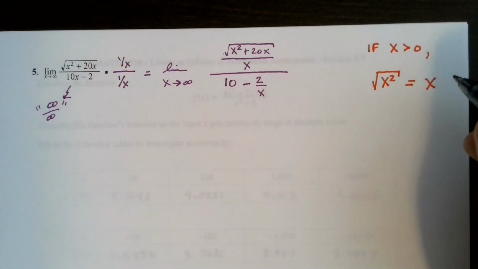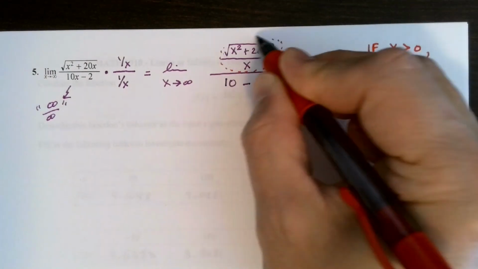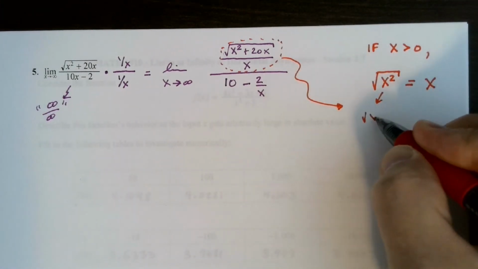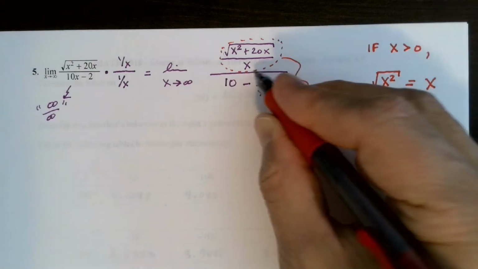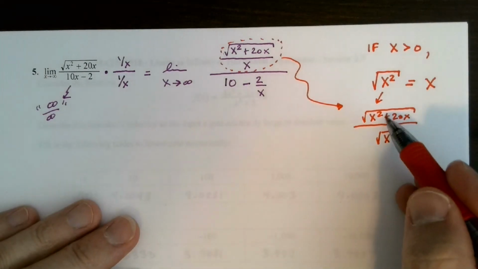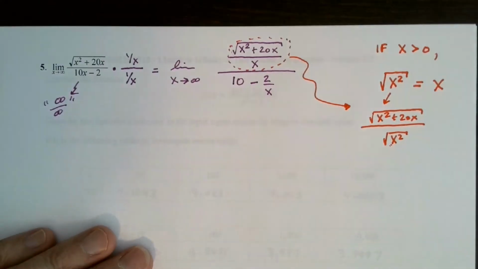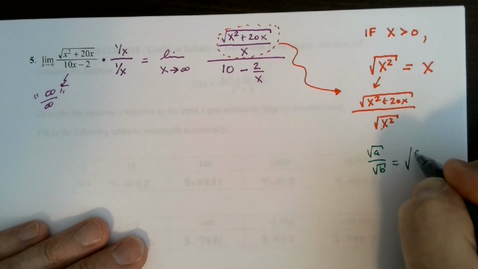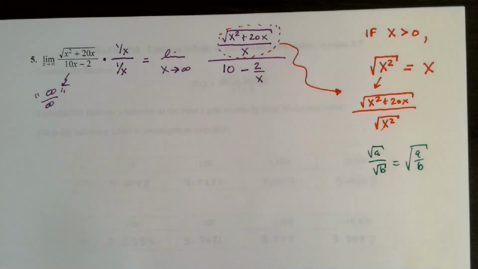I'm going to replace this expression here with this. I'm going to write the square root of x squared plus 20x, right? That's what was up in the numerator there, divided by x. But what's x? I'm going to replace x with the square root of x squared. Now, how does that help? Because now both are under the square root. I can now bring them both under one square root. So the square root of a divided by the square root of b is the same as the square root of a divided by b. Right? That's a rule of exponents. Remember, square root is to the 1/2 power.